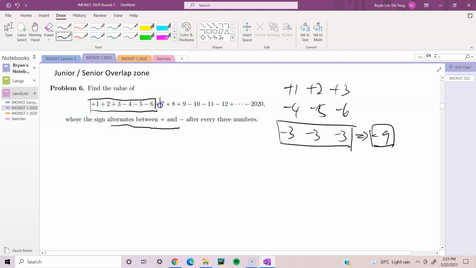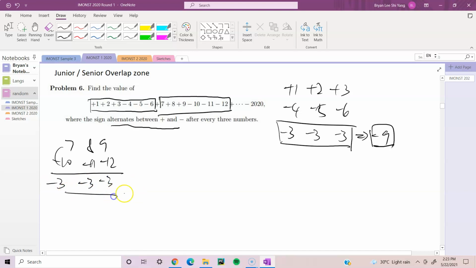And now let's look at 7, 8, 9, 10, 11, 12. So 7, 8, 9, minus 10, minus 11, minus 12. As you can see, this one also gives us negative 3, negative 3, negative 3. So this is also a negative 9. So from here we can conclude that every 6 numbers gives negative 9.